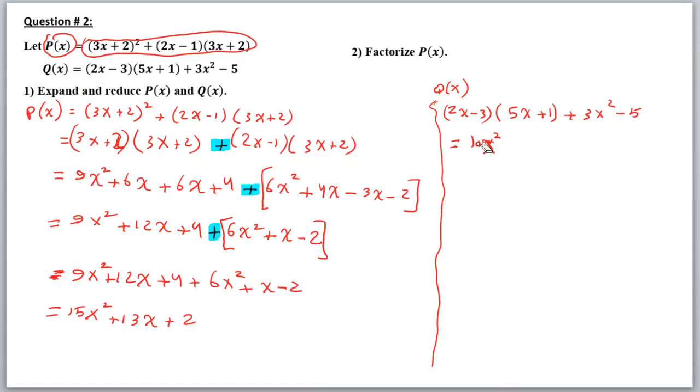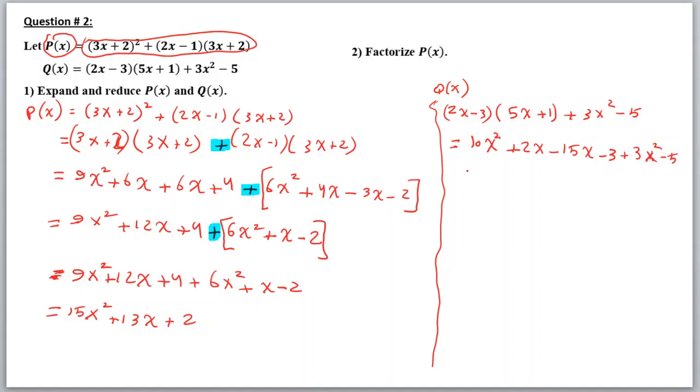Okay, doing it here slowly and step by step to understand it more. So 10x squared, 2x times 1 is 2x, 3 times 5, 15, so minus 15x, 3 times 1, 3, so minus 3, plus 3x squared minus 5. Okay, fine.